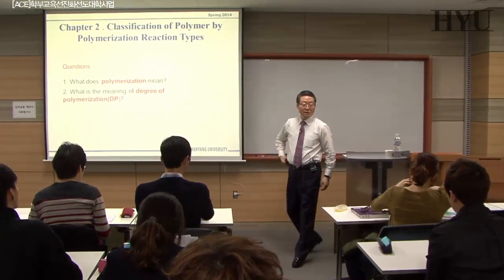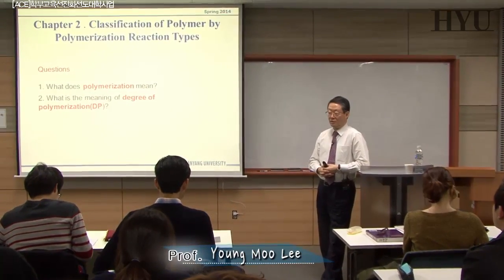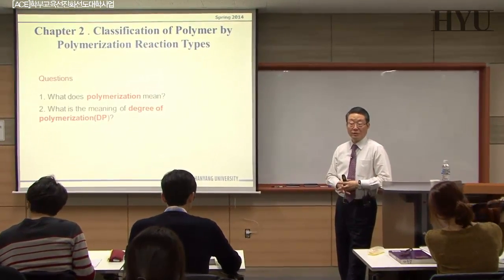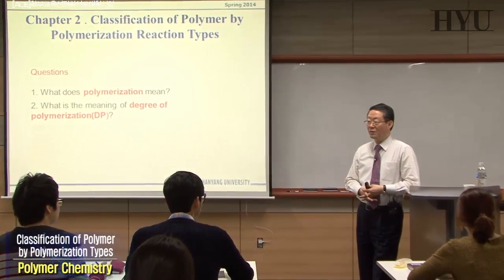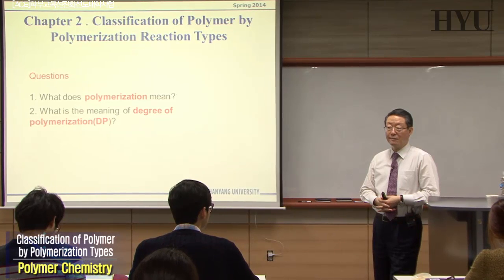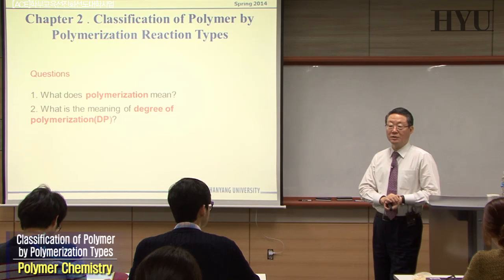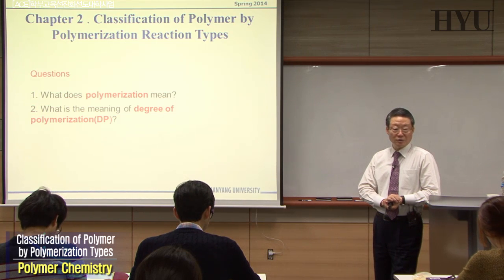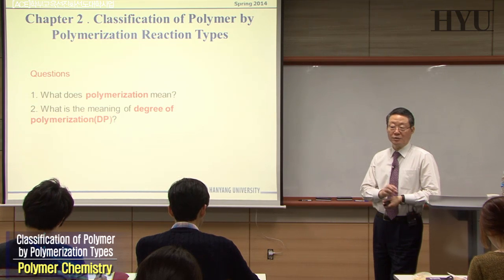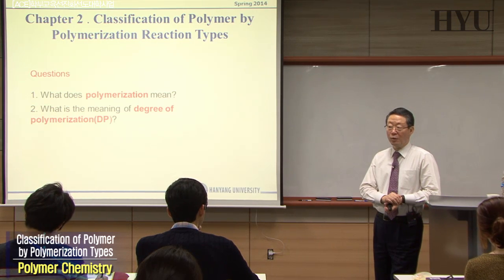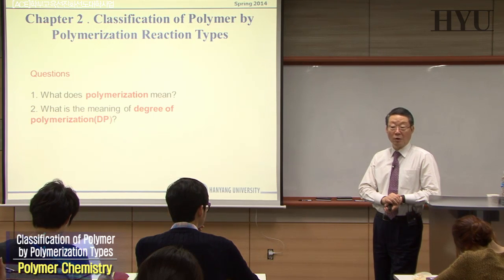Okay, good morning. Last time we talked about polymers, particularly the introduction to polymers. In this chapter, we start to talk about how we can make polymers. Okay? Polymerization is different from any organic reaction because of the high molecular weight of your final product, which is called the macromolecule or polymer.